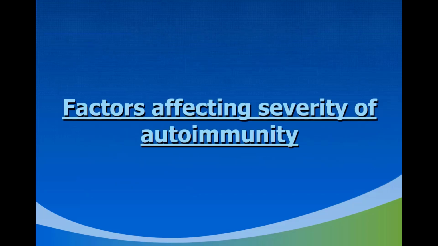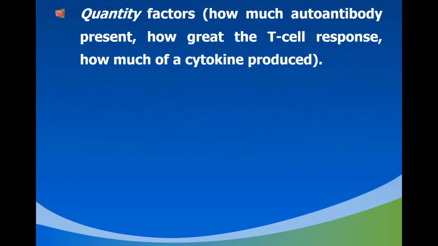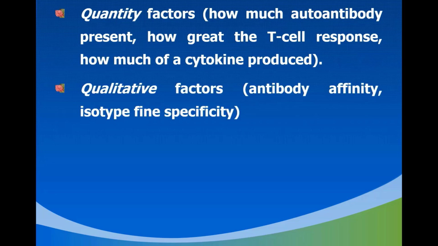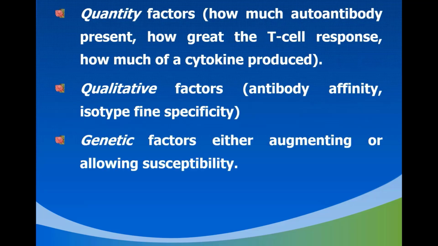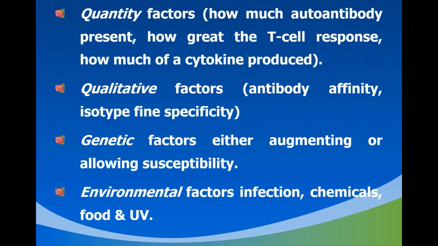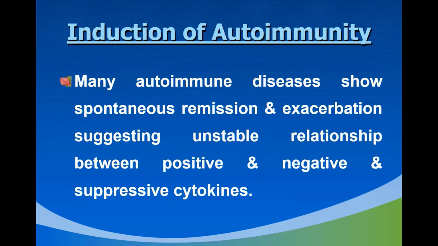Factors affecting severity of autoimmunity. Quantity factors: how much autoantibody is present, how great the T cell response is, how much cytokine is produced. Quality factors: antibody affinity, isotype, fine specificity. Genetic factors, either augmenting or allowing susceptibility. Environmental factors: infection, chemicals, food, induction of autoimmunity.